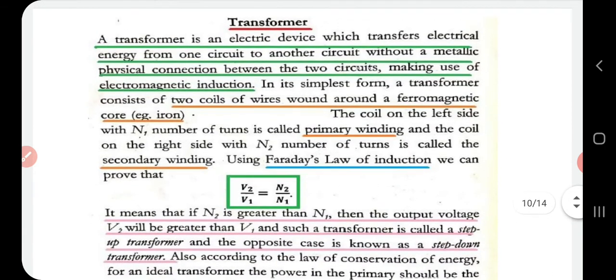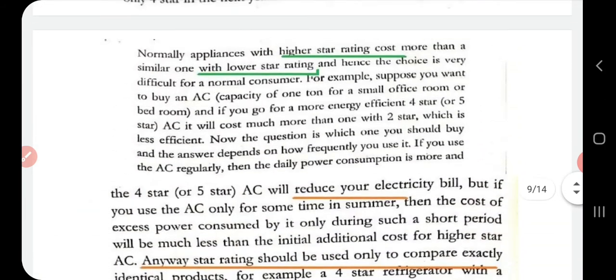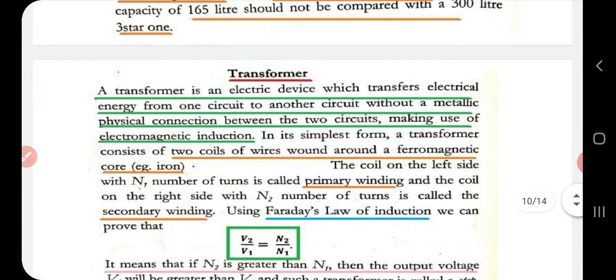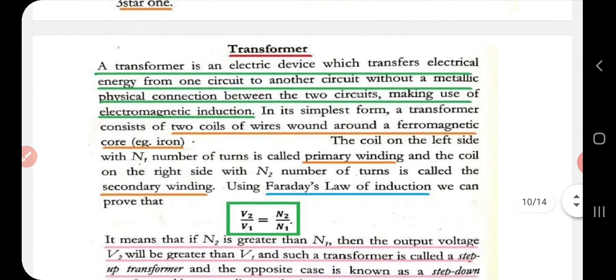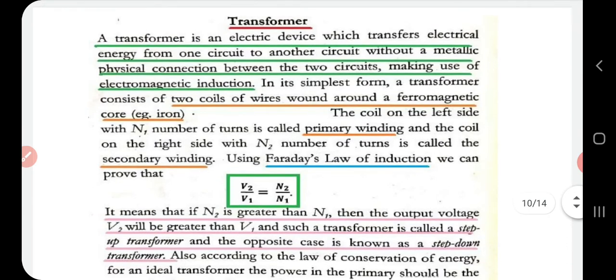Next important section is transformer. This is an important section. So the other one you just read through. You will understand it. Just understand it, and then study the definitions for kilowatt hour and all. Now this is an important section, transformer. What is a transformer?